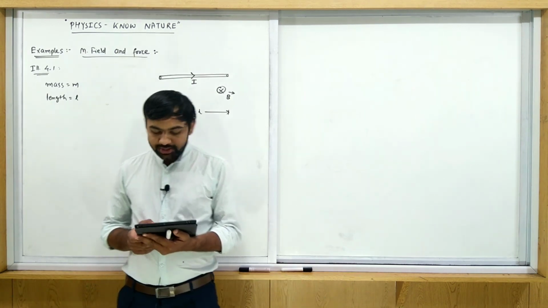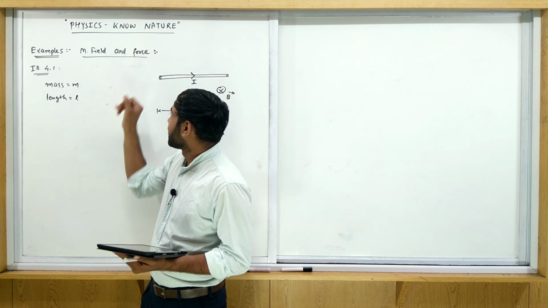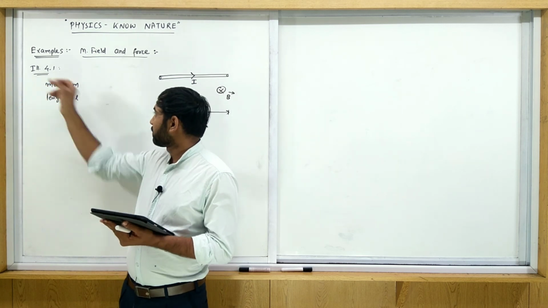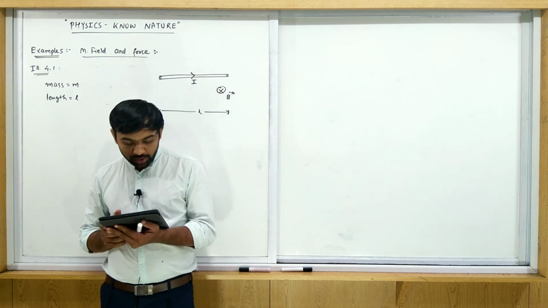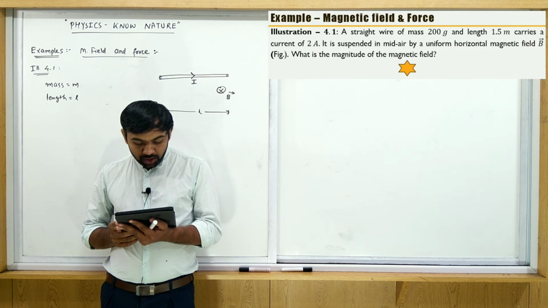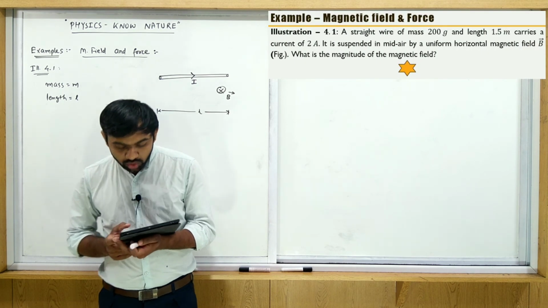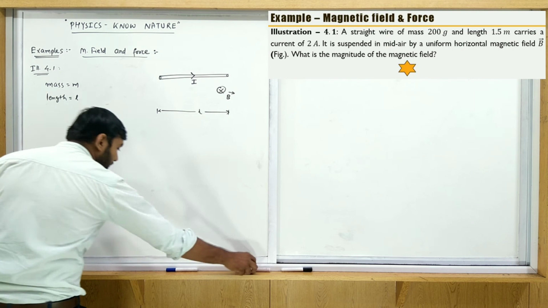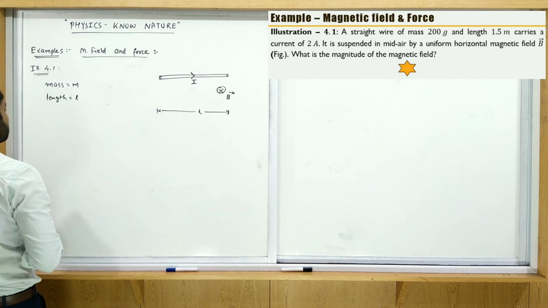Now come to this example section, magnetic field and force. First we solve this textbook example, illustration number 4.1. What is the problem statement? A straight wire of mass 200 gram. So mass m is given to us, so that is equal to what?